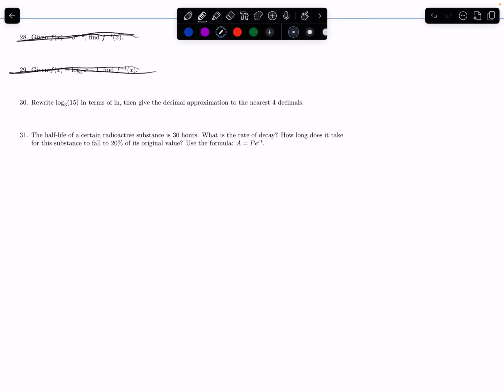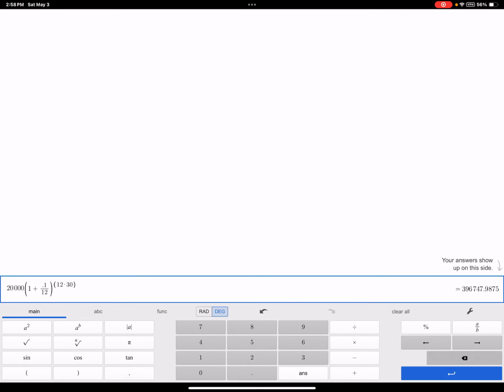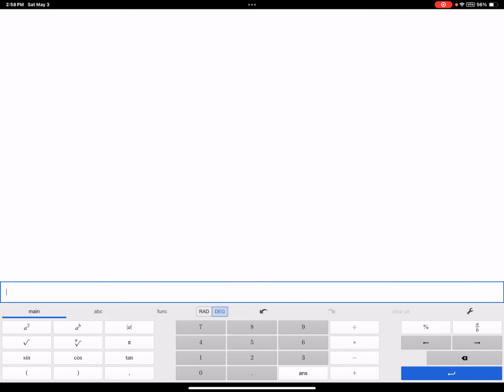And then when you do the change of base, remember, top number goes up top, bottom number goes down bottom. So it's going to be ln of the top number divided by ln of the bottom number. And just like that, that's it. You're done already. Log base 3 of 15 is equal to what I just wrote. Now to give the decimal approximation, ln 15 divided by ln 3. Check this out though, guys. Wait, let me clear this.